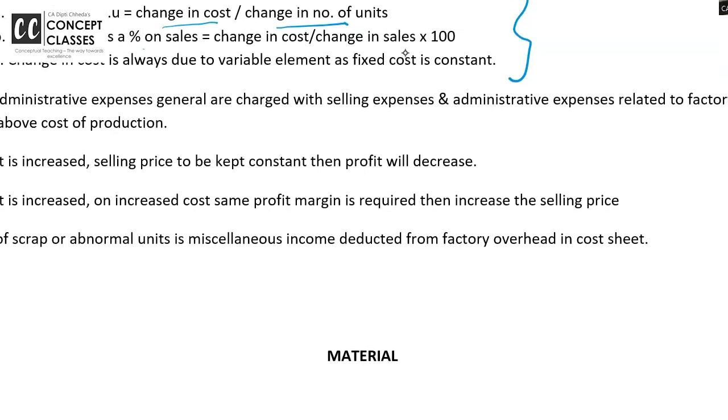Administrative expenses, if they are general, charge them in selling overhead. If they are related to the factory, charge them there.